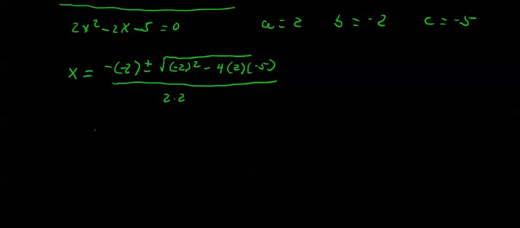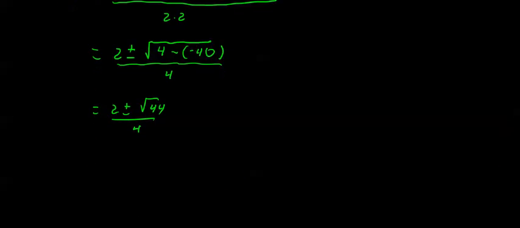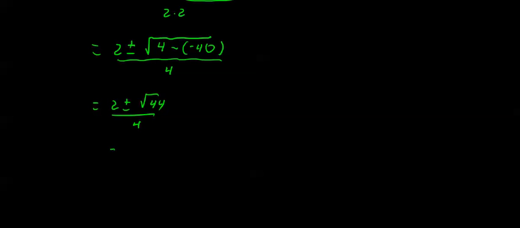Plugged it into the formula, and we get 2 plus or minus the square root of negative 2 times negative 2 is 4, minus negative 40, all over 4, or 2 plus or minus the square root of 44 over 4. Now, the square root of 44 can be broken up into 4 and 11. Square root of 4, square root of 11, all over 4, or 2 plus or minus 2 square root of 11 over 4.